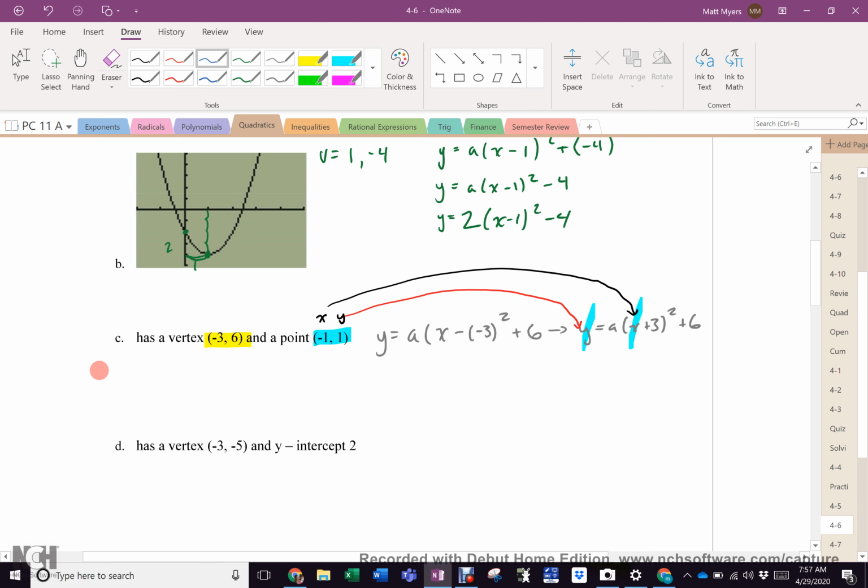So now I have 1 equals a negative 1 plus 3 squared plus 6. And then all I do is solve for a doing regular algebra. Of course, I've got to remember BEDMAS. A bunch of you will distribute that a, but that's not right. You have to do BEDMAS, which starts with the brackets.